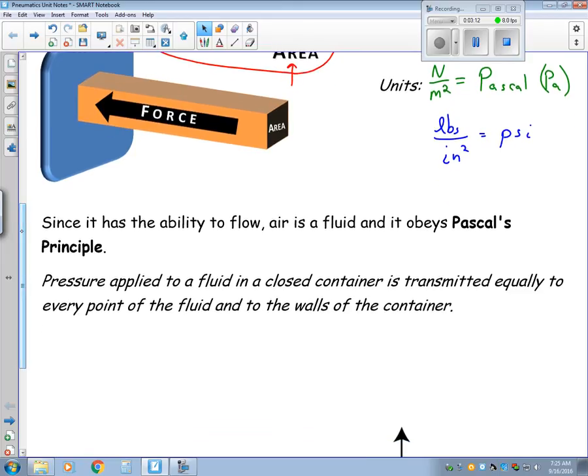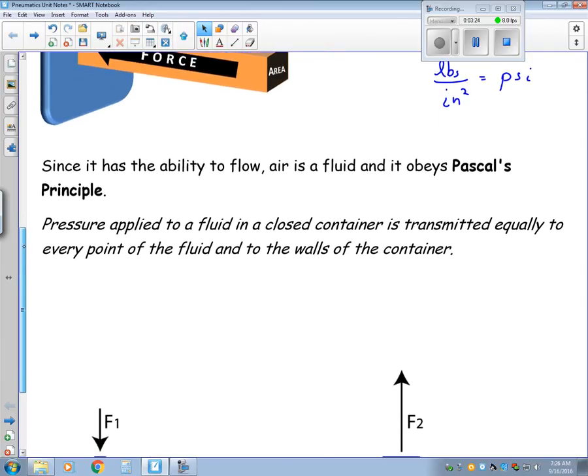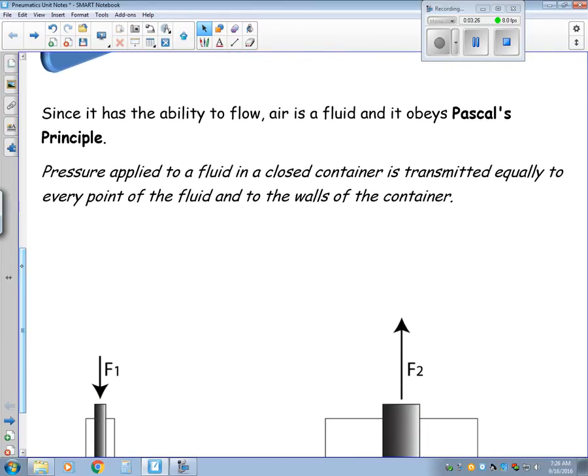Now, since it has the ability to flow, air is a fluid. So air obeys Pascal's principle, liquids obey Pascal's principle, a lot of things do. So what exactly is Pascal's principle? And notice we named the unit Pascal after Pascal. Pressure applied to a fluid in a closed container is transmitted equally to every point in the fluid and to the walls of the container.